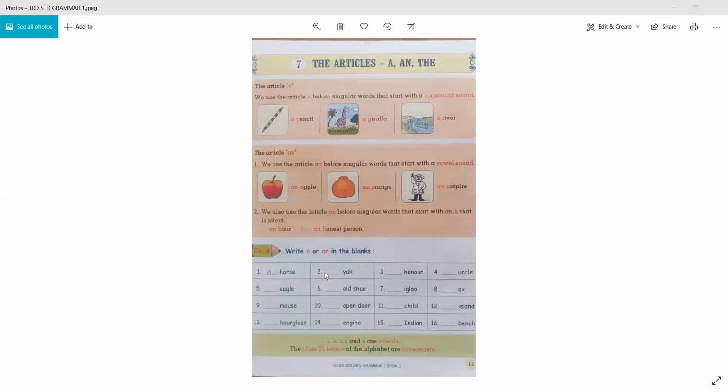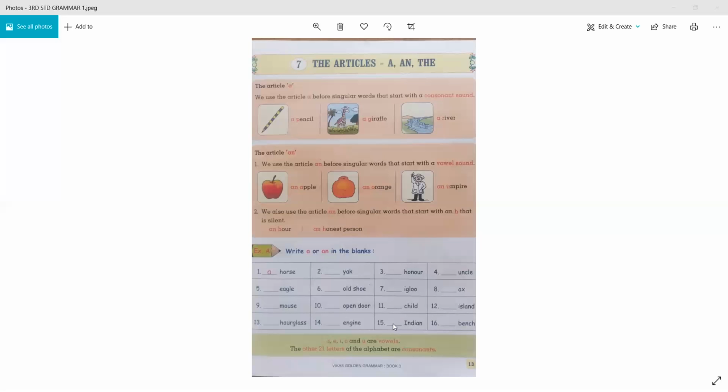Okay. Now here also, a yoke, an old shoe, an open door. We say an, because here O is a vowel. An engine, an honor. Honor we won't say, we say an honor. An igloo, a child, an Indian.